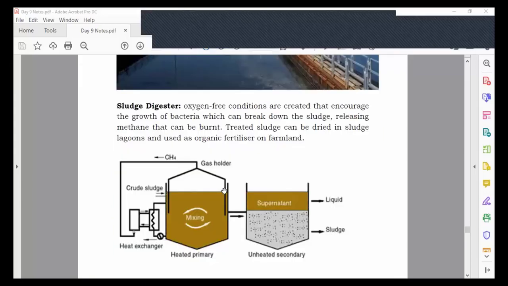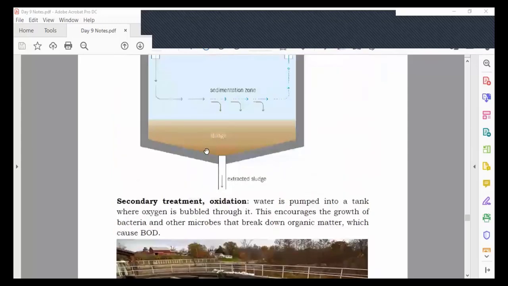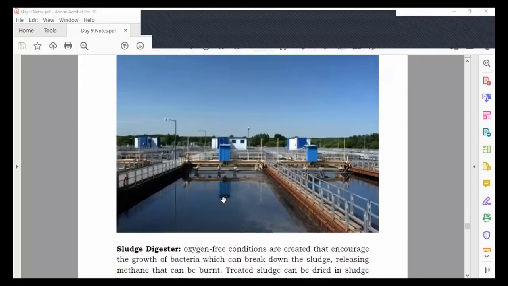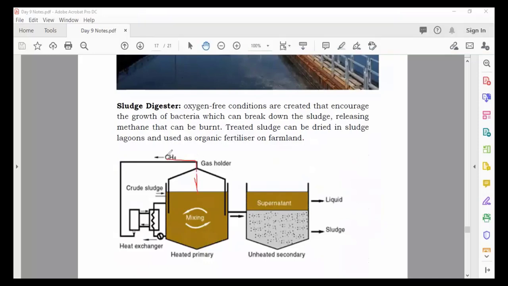After that, the sludge digester. For example, the sludge which is coming, here you can see, this is the sludge. You can take it out. You can see here, it can be extracted. And then there is a machine known as a sludge digester. What will it do? See here. Oxygen-free conditions, there's no oxygen, are created that encourage the growth of bacteria which can break down the sludge, releasing methane that can be burned. So when you do this, it releases methane gas. You can see here, from here there is a pipe which takes the methane gas, CH4.